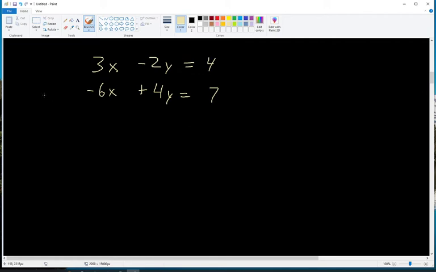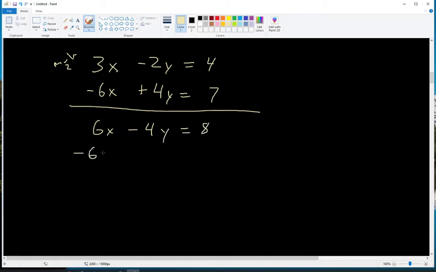Okay, let's try to solve this by elimination. I'm going to multiply the top by 2 so that I get a 6x. So we'll get 6x minus 4y equals 2 times 4 is 8. Then negative 6x plus 4y equals 7. I add these together, that's nothing, so I get 0 equals 15.